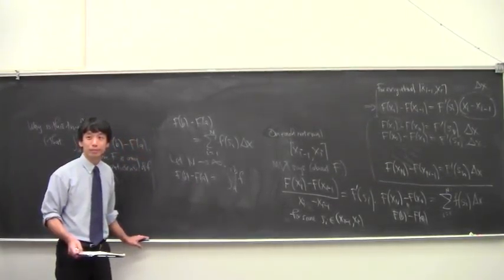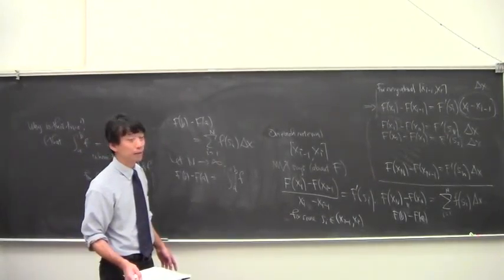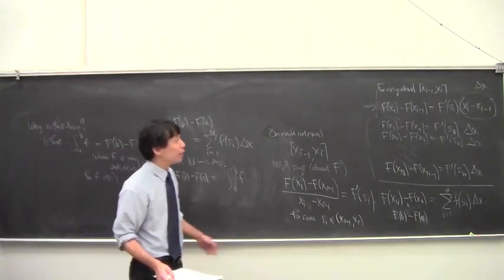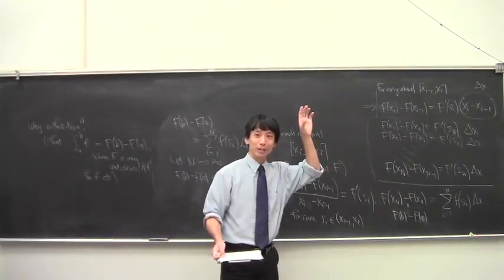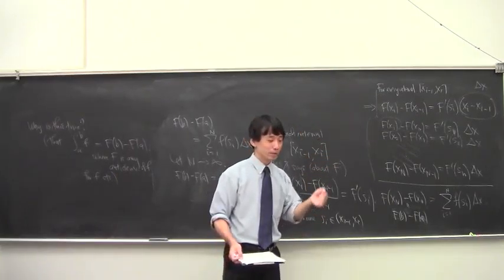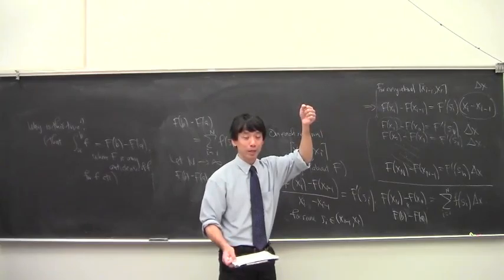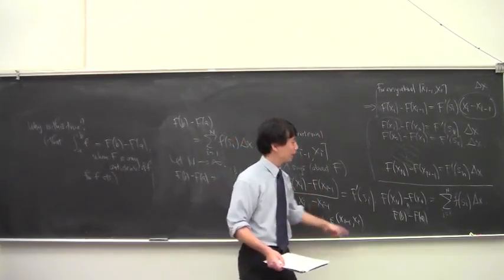Sarah? Is the prime the second derivative? No, big F is the antiderivative, right? And then you differentiate the antiderivative and you return to the original function. So you have f, its antiderivative, and then you take the derivative of the antiderivative. You come back to the function.